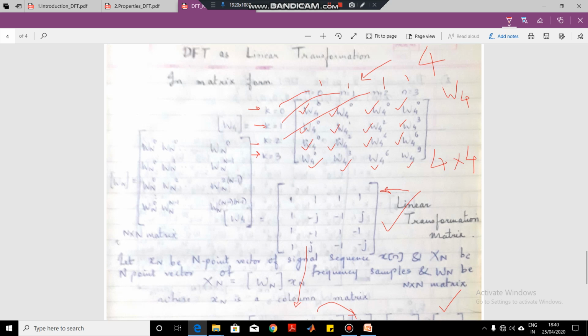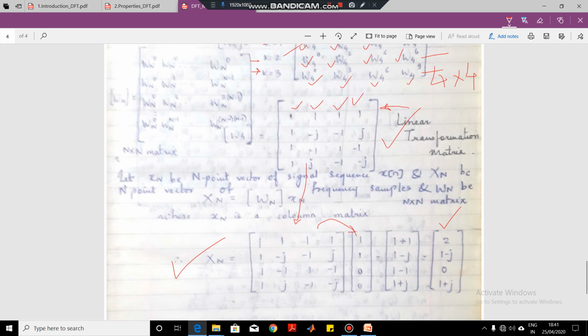Then you can go on writing the values. W4^0, W4^0, W4^0, W4^0, and in the second row we have W4^0, 1, 2, 3. In the third row we have 0, 2, 4, 6. In the fourth row we have 0, 3, 6, 9. When you compute all these values with the help of Euler's identity and substitute in this matrix, you get this matrix. This matrix is called the Twiddle factor matrix.